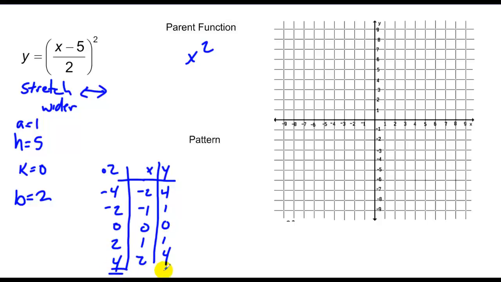And now we're going to graph these x and y values from our new origin. And our new origin moves over 5 because we have a horizontal translation of 5. And we aren't moving up and down. So here's my new origin once again. And my pattern says to go over 4 and up 4. Over 2, up 1 on both sides. So once again, you're going to notice this graph did get wider than our typical x squared graph.